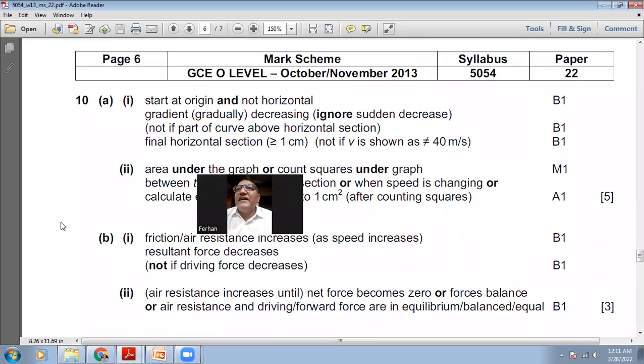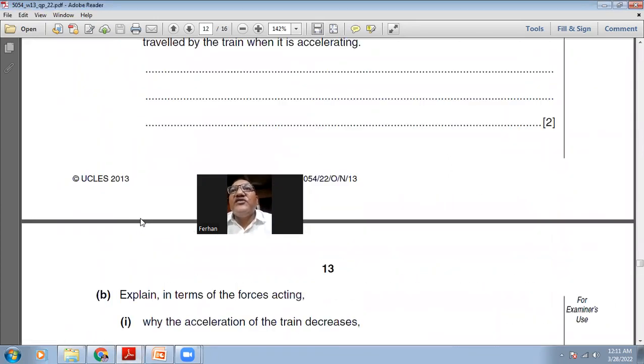So it says question number 10, part A: start at origin and not horizontal. Gradient gradually decreases. Ignore sudden decrease, not if part of curve above horizontal section. Final horizontal section. Okay, so our answer is good. So let's start the next part. Let's look at what the next part has to say.